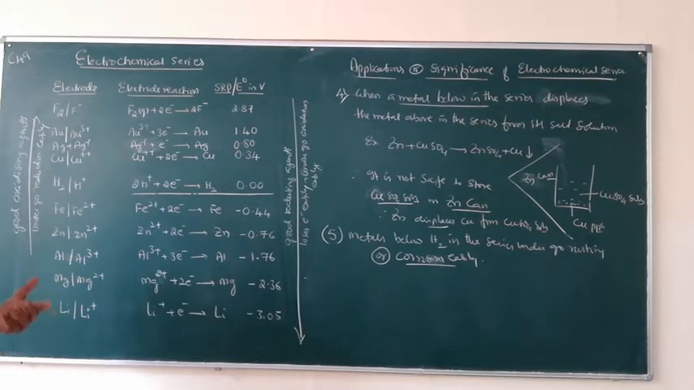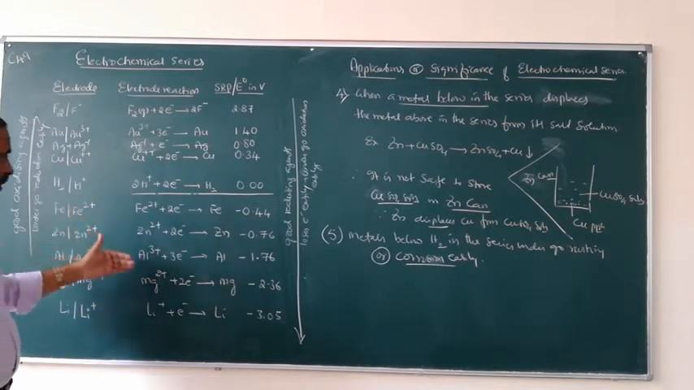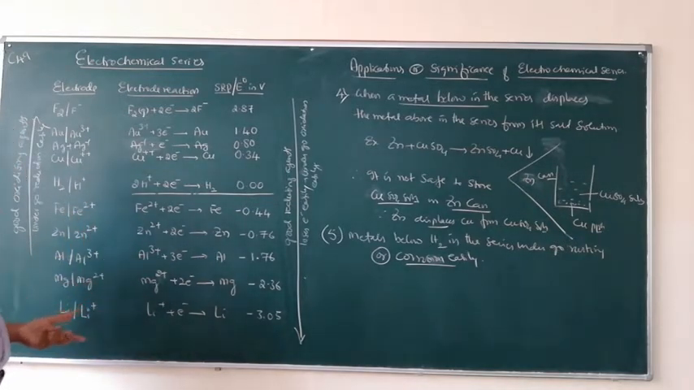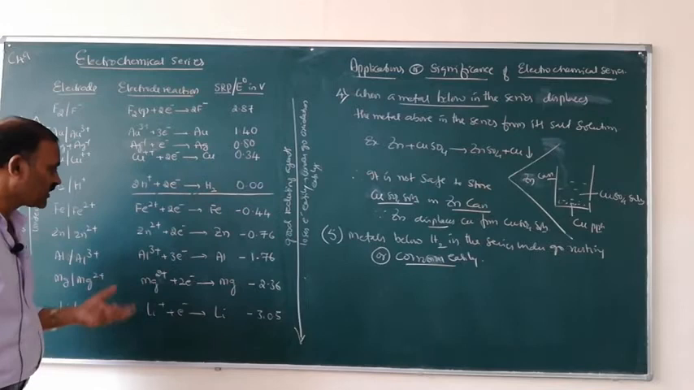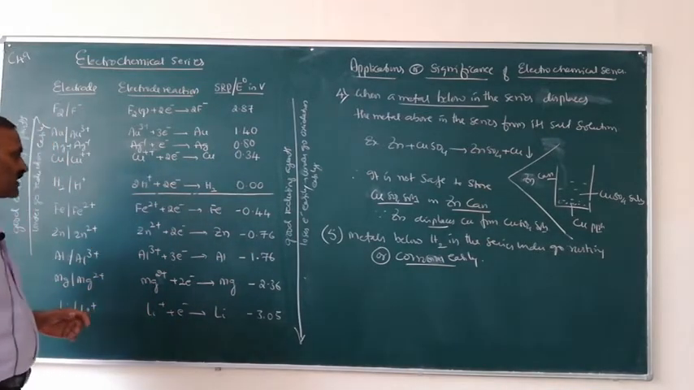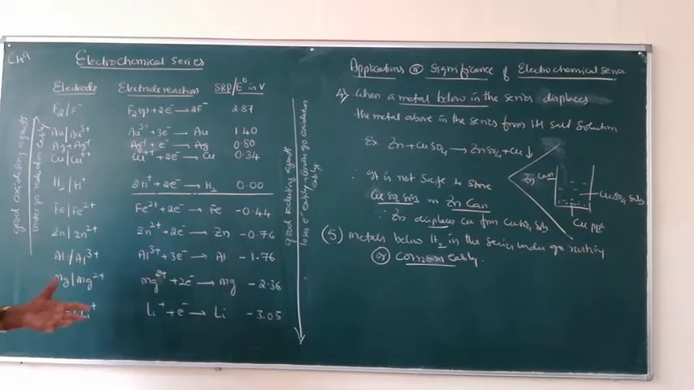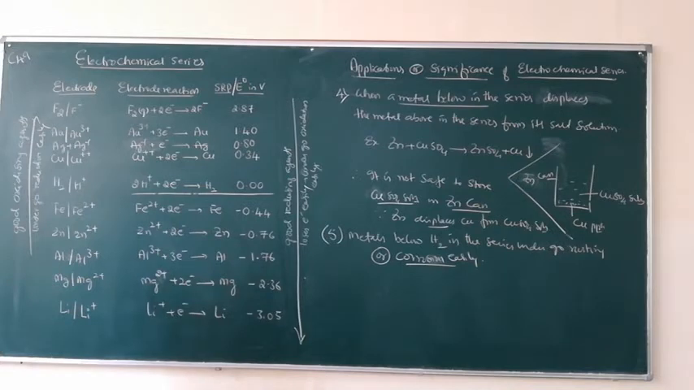And next one, metals below in the series displaces the metal above in the series from their salt solution, because the metals below undergo oxidation whereas metals above undergo reduction. Therefore, these metals will be displaced. And finally, metals below hydrogen in the series undergo corrosion easily because they undergo oxidation easily.